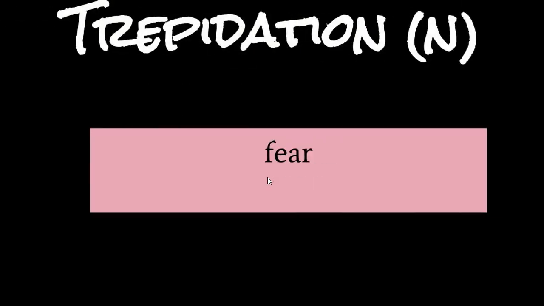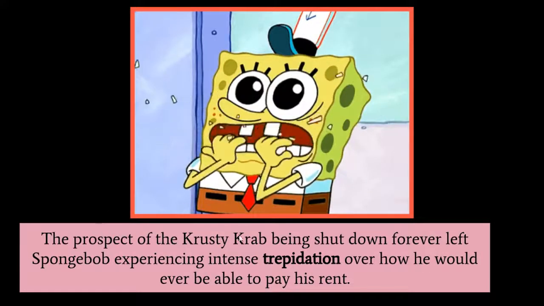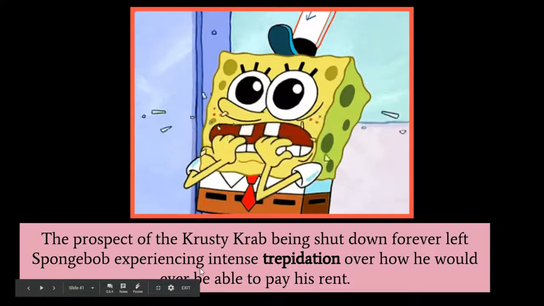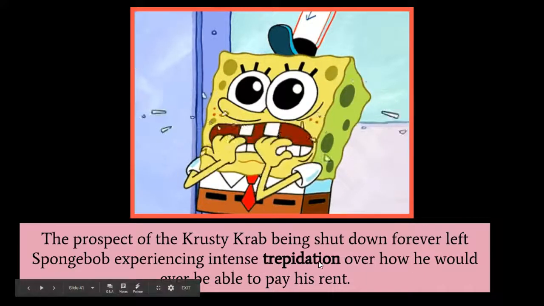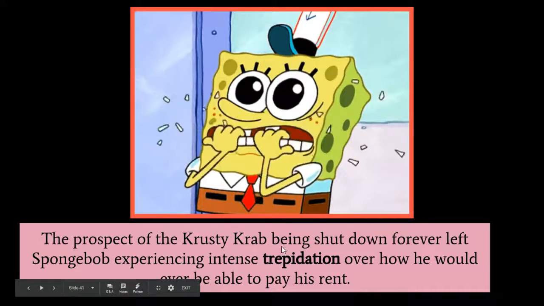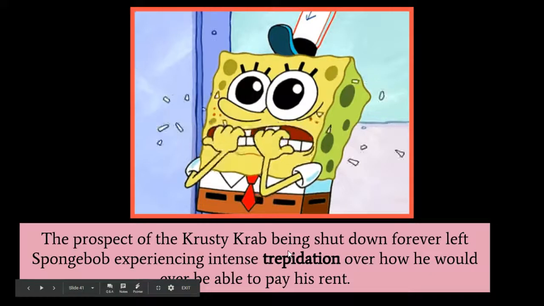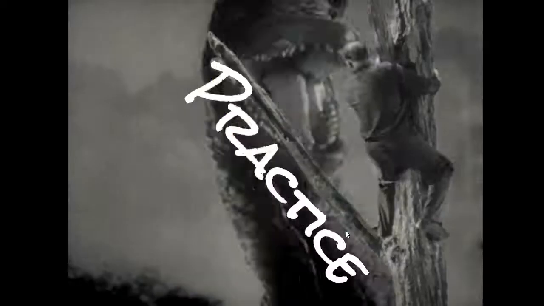So next up we have trepidation, which is a noun that means fear. So here we have the prospect of the Krusty Krab being shut down forever left SpongeBob experiencing intense trepidation over how he would ever be able to pay his rent. So do keep in mind that trepidation has the T-I-O-N. So we've seen in the past that words that end with a T-I-O-N tend to be a noun. So keep in mind that this is used as a noun and not as an adjective.